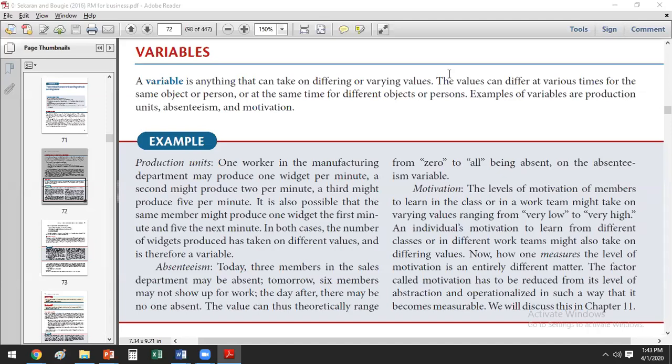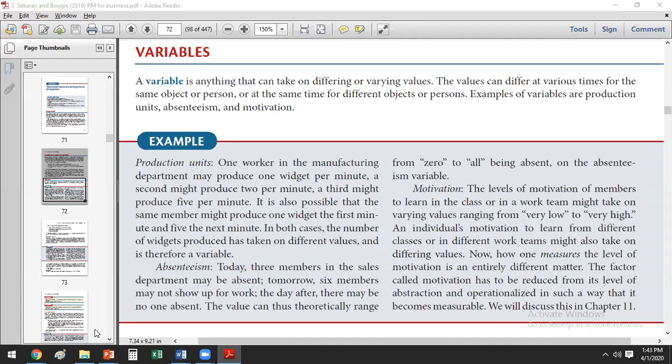Let me know about any example of a variable. What do you think the variable can be? Absenteeism is here, production units are there, marks I just discussed, motivation we just saw. Let me know the other variables you can ever imagine of.